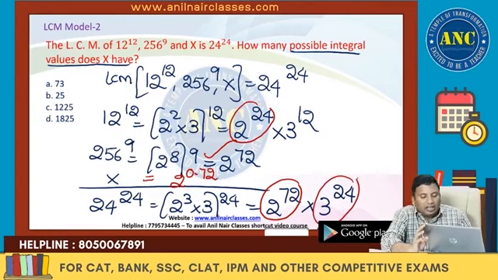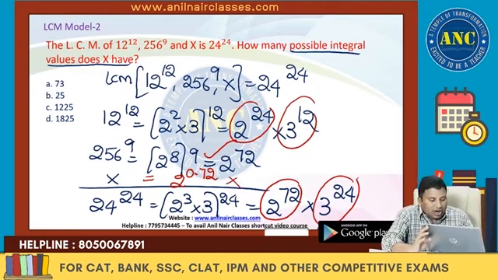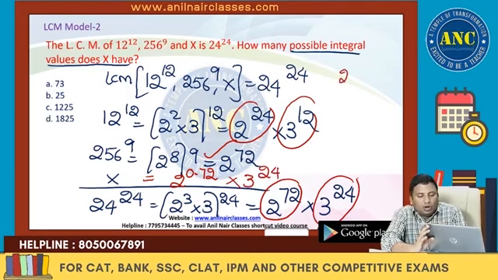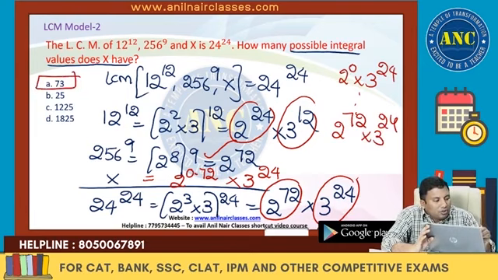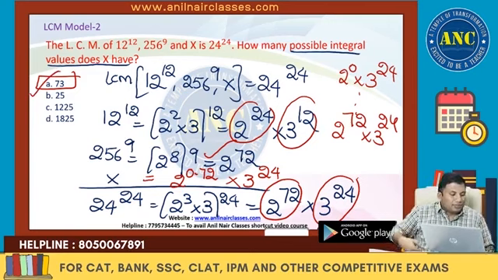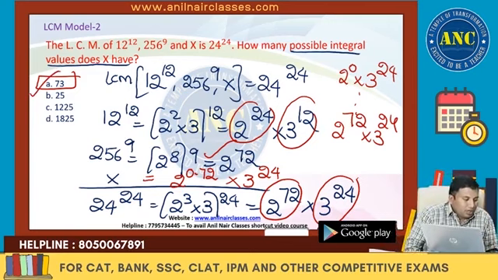3 power 24 is not present in the first, and not present in the second. Third, definitely it should be present. So 2 power 0 into 3 power 24 till 2 power 72 into 3 power 24. 0 to 72 is 73 values. Is it clear? Model 2, 3 examples.